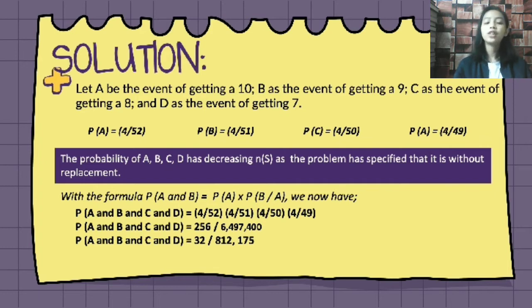Then, we'll have to get the separate probability of each event, so we have a probability of A being 4 over 52 because there are 4 10 cards in a deck, and 52 cards in total.